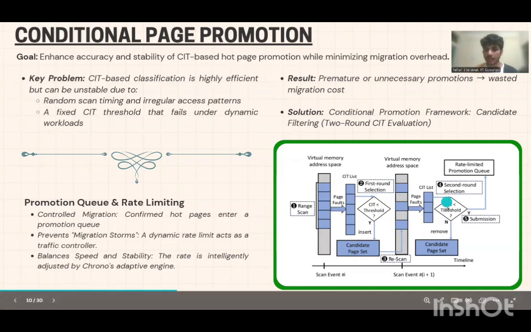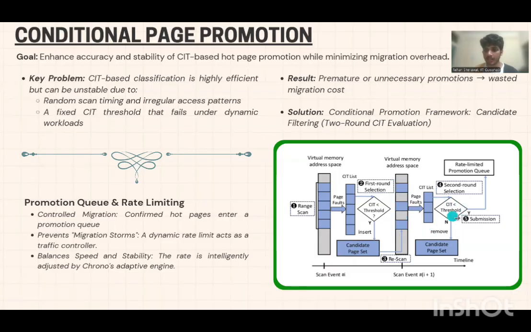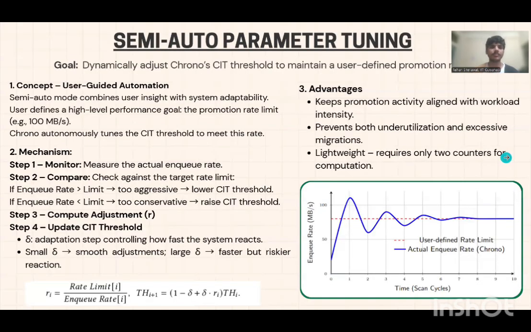And these candidates again go through a second iteration, and again, if they pass this threshold test, then they are submitted into a rate limited promotion queue. The reason we are using a promotion queue is to prevent migration storms. That is, if a large number of pages are trying to go into the faster memory at the same time, this can overload the system. That's where we are using a queue, and this queue will eventually pass them on in an orderly fashion in a limited, dynamic rate limited order.